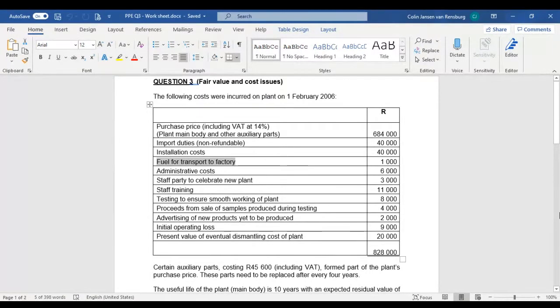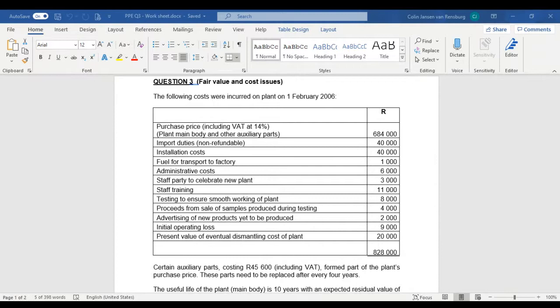So again, we've got to decide, should this be written off as an expense or should this be capitalized as part of the cost of the asset? We already know it's not part of the purchase price, and now we've got to decide, is this a directly attributable cost? Again, we've got to go through that process and ask ourselves as accountants a few questions. The first question that we have to ask, you all know that by now already, is it a necessary cost?